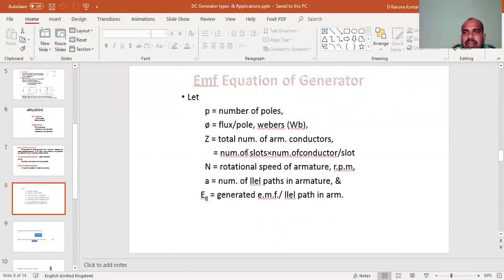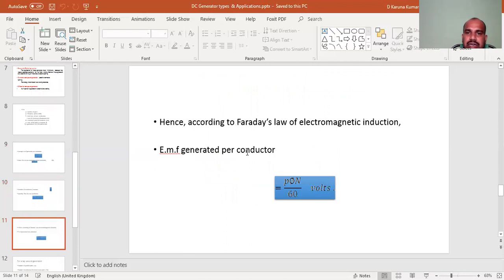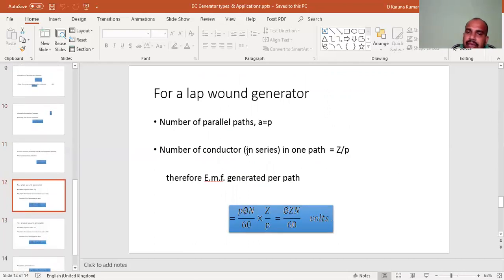Okay. The next topic is the EMF equation. The EMF equation of a DC generator is E equal to Z phi N by 60 into P by A. Here P means the number of poles, phi means flux, N means the speed in RPM, Z means the number of conductors, and A means the number of parallel paths.